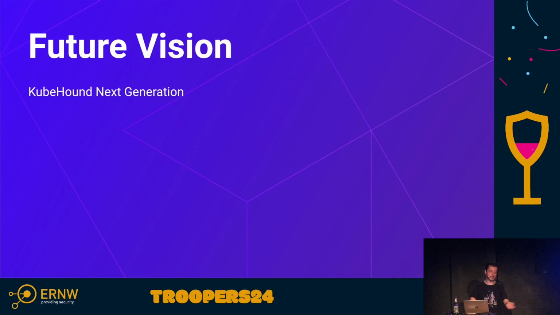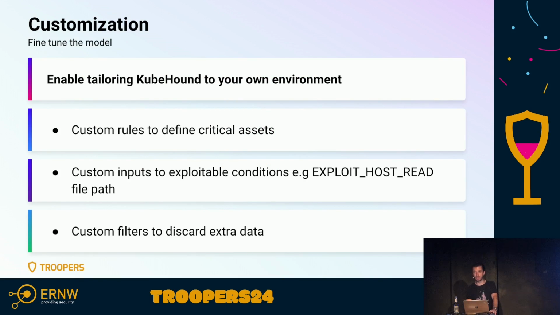So what's next? First, we want to be able to tailor it to your own environment, because we know you can have your own specifics. We define critical asset one way, but you may have different aspects of what a critical asset is, and we want to give you a way to customize it easily, so you don't have to change the code. Also, if you want to discard stuff from your graph, we really want to enable you to be in control and tune the model to your own environment.